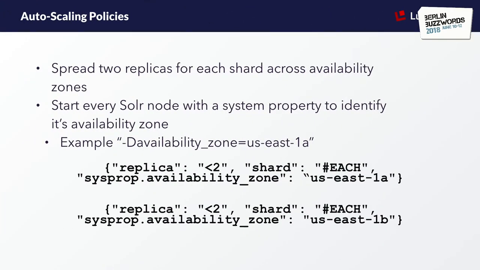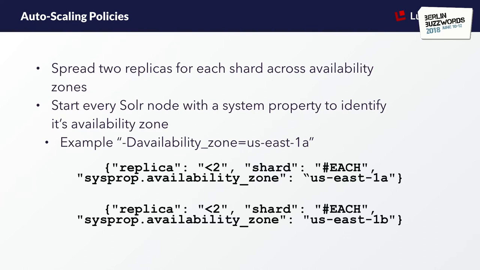Now, I have a use case where, say, you want to spread out replicas across availability zones, right? So if you're hosting Solr on AWS or whatever provider that you use, I want to spread my replicas across availability zones. So all you need to do now is, when you start a Solr node, you give it a system property, just a tag, right? So you want to give it a tag saying this is availability zone 1 or this is availability zone 2 while starting up a Solr node.